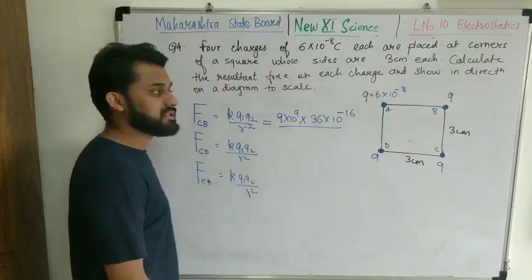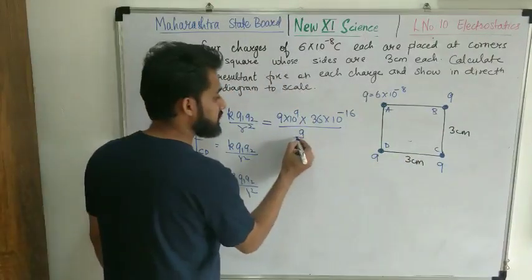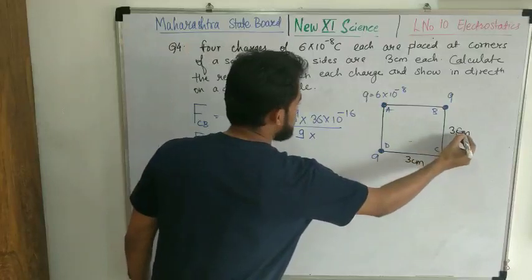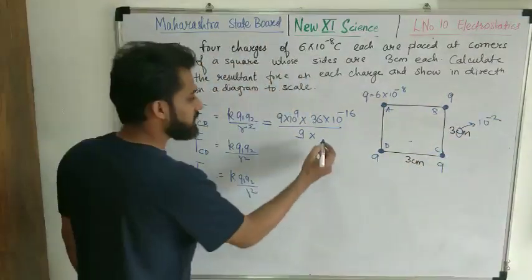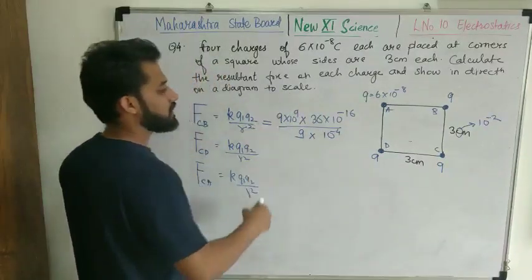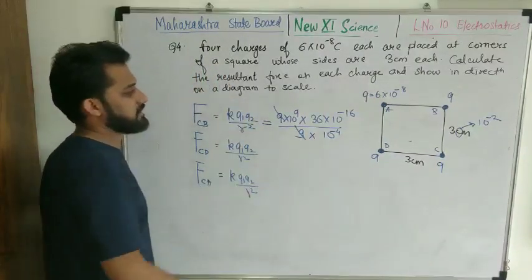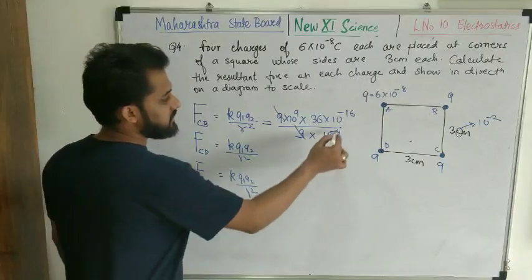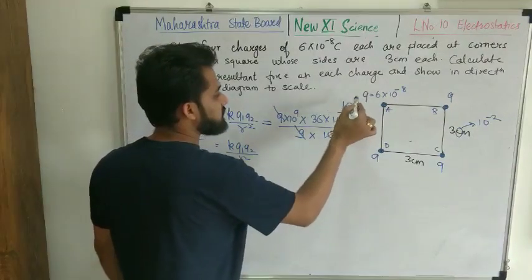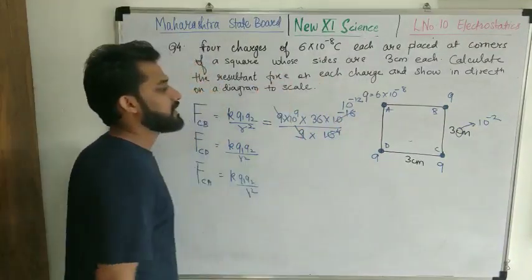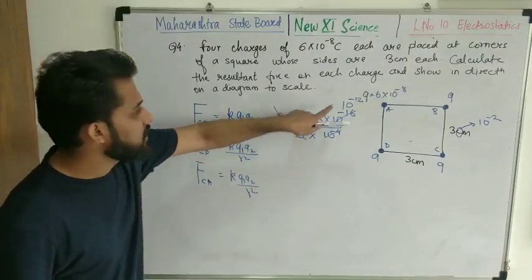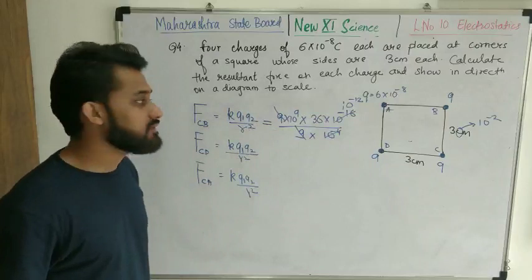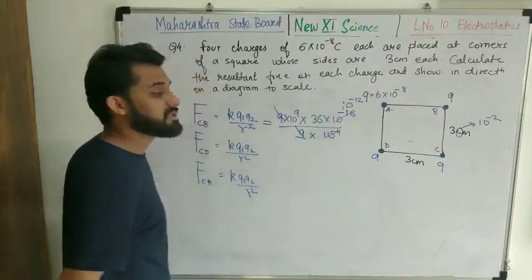The square of the distance is 3 squared, which is 9, into centi. The prefix centi is 10 raised to minus 2. The square of it will be 10 raised to minus 4. So after solving this, 9 and 9 will cancel. 10 raised to minus 4 gives 10 raised to minus 12 in the denominator. And what we get is 36 into 10 raised to 9 minus 12, so 36 into 10 raised to minus 3.